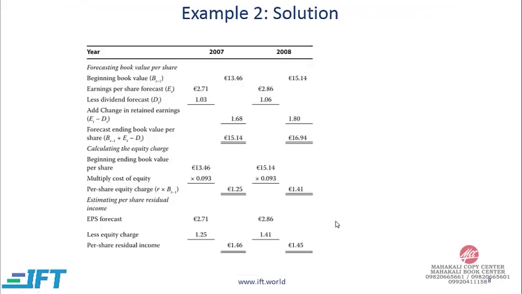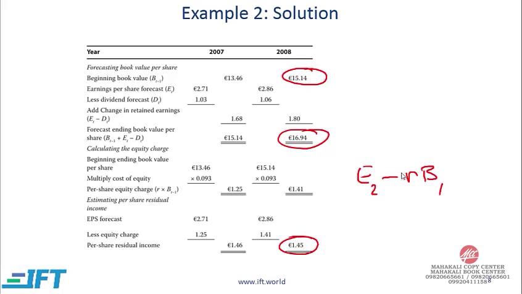And here is what you will come up with. The beginning book value is 15.14. That's what we just calculated. You add the earnings, subtract the dividends, and you come up with 16.94 as the book value at the end, and your residual income per share is 1.45. The same logic applies. You have the earnings for the period minus the equity charge times the book value at the start of the period, start of period 2, which is end of period 1.